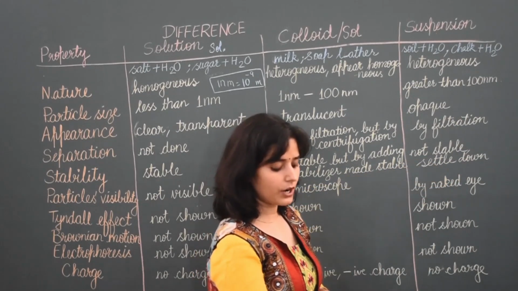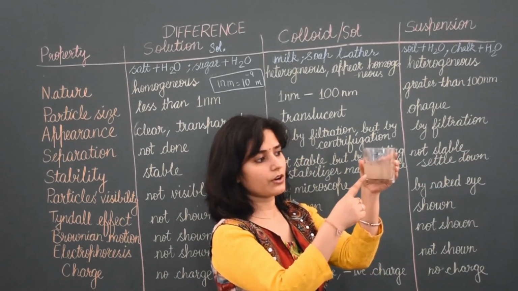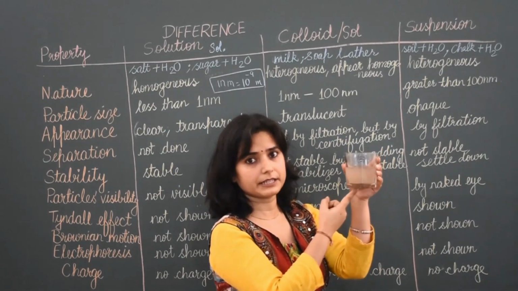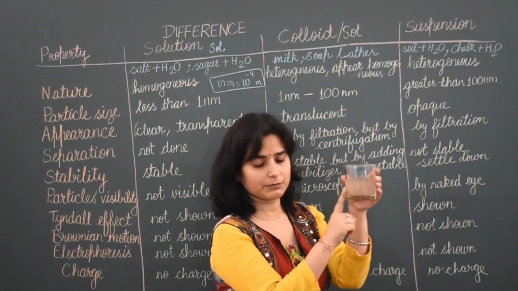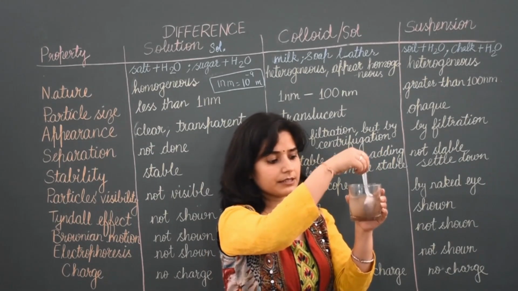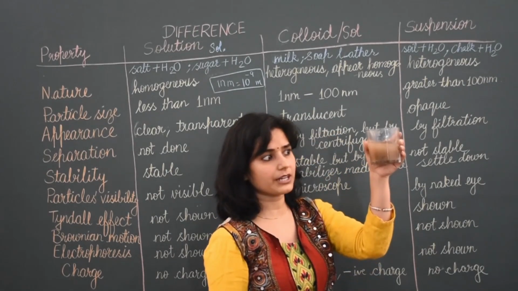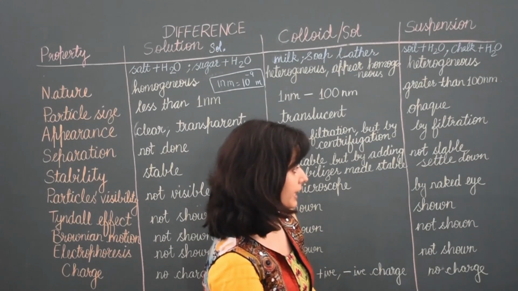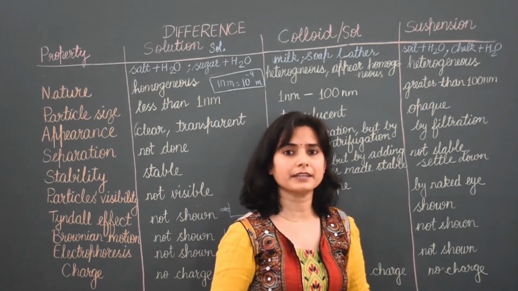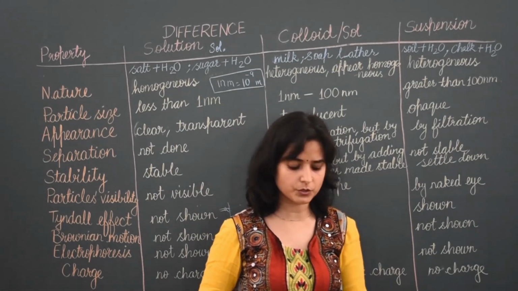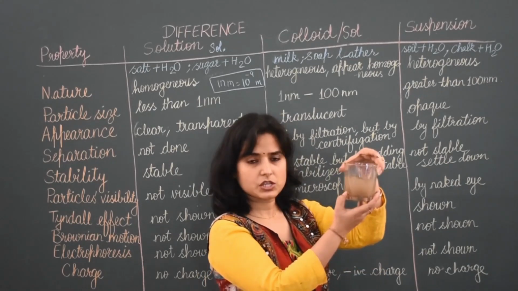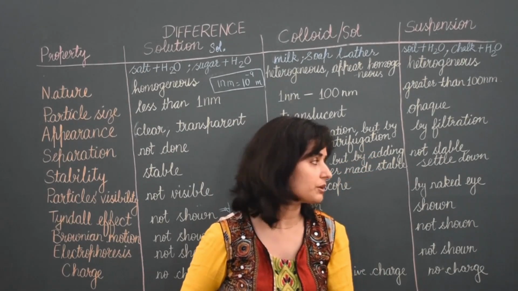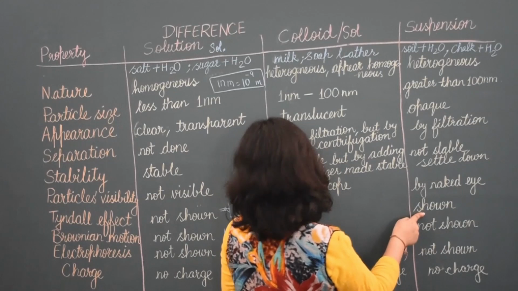These particles are not stable. You can see here because suddenly they settle down at the bottom. So this is not stable. When we made this, it was like this. Particles were inside it. But after some time they settle down. Its particles can be seen by the naked eye. There is no need of a microscope to see the particles of soil inside it. We can see by naked eye.